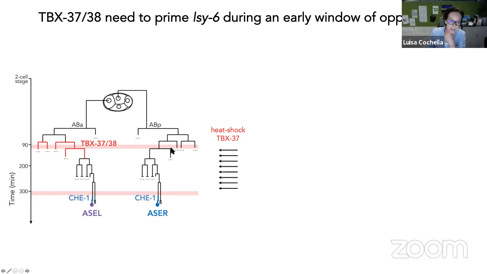internally controlled system because we have a symmetric lineage that does not express TBX3738. So we can now ask, does expression of TBX37 at different time points, is it able to activate LAUSI6 expression in the right ASC neuron as well?